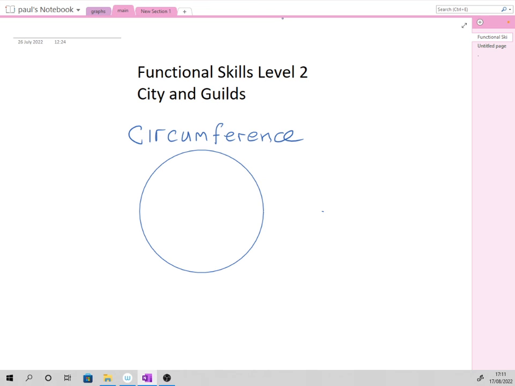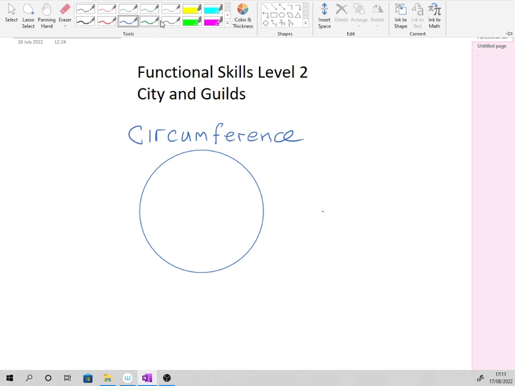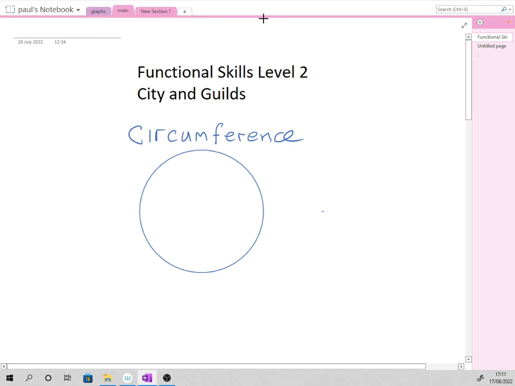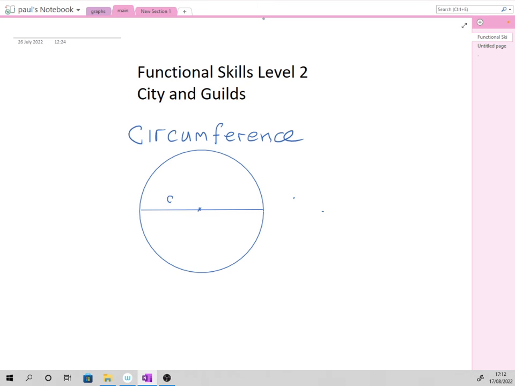And there is another thing you need to know. So the circumference is all the way around. Now that's the center. Yeah, there's the center. This line is called the diameter. And this is all the way across from side to side, and it has to go through the middle.